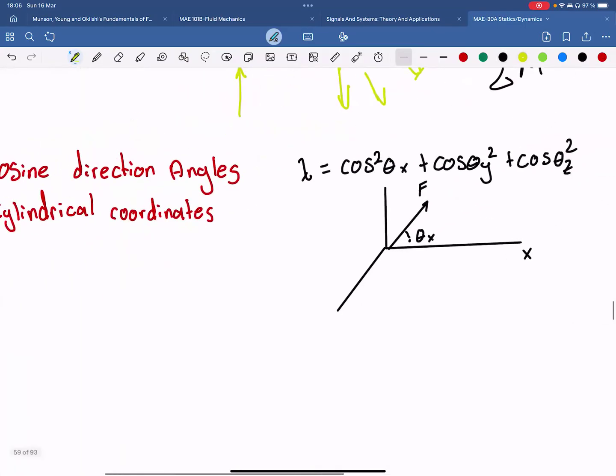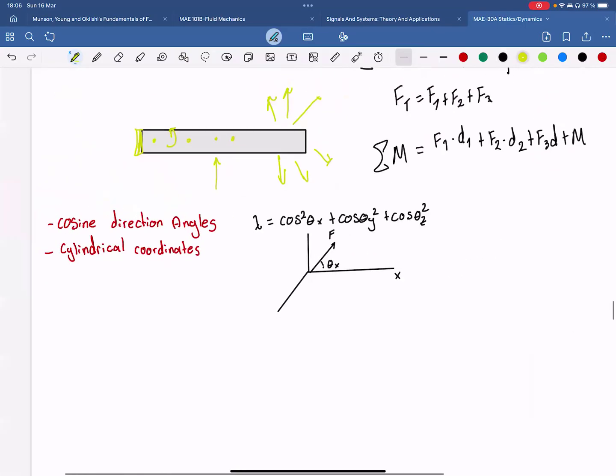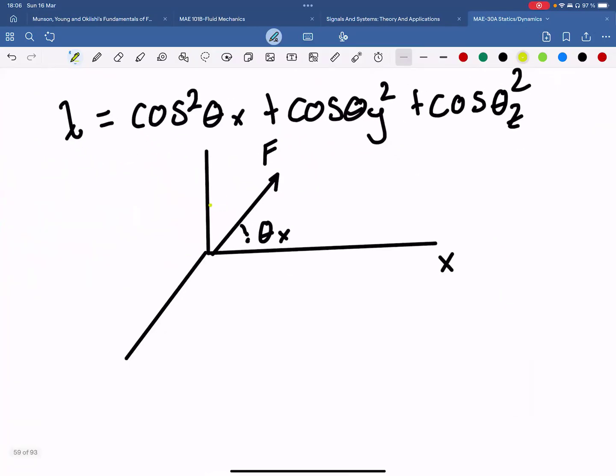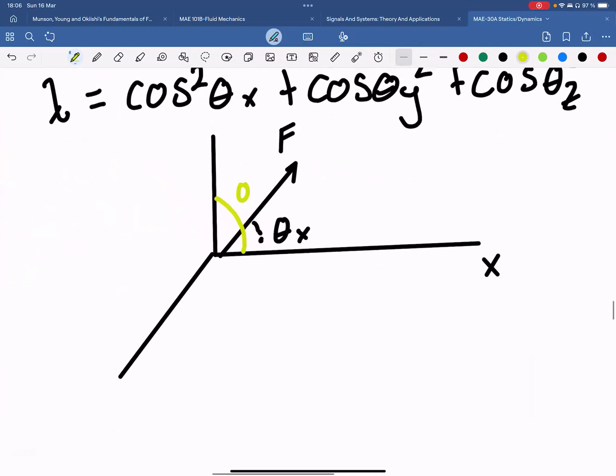And for cylindrical coordinates, the angles are formed this way. I might be misleading it right now, but let's call this theta. Now let's call this psi. Then this angle is theta, right?